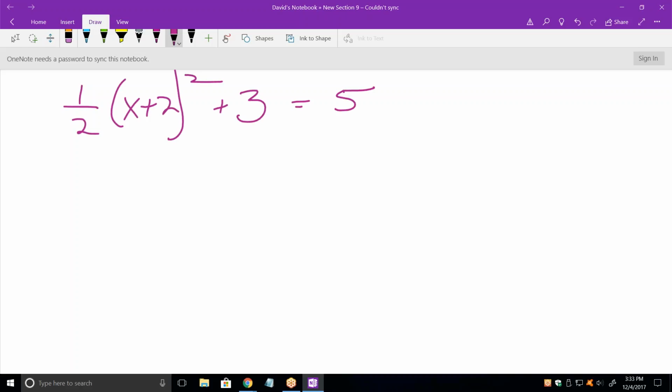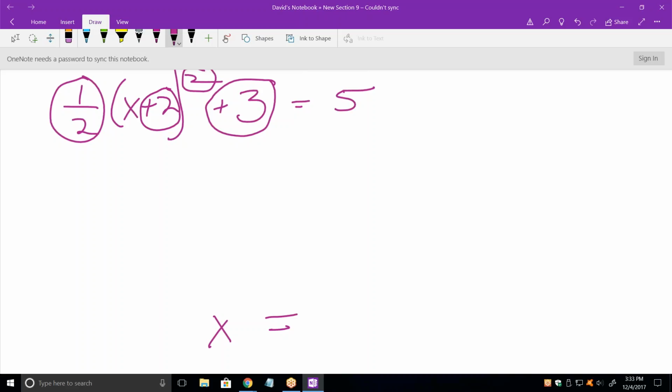All right. We want the last step to be this. So we got to get rid of everything else. We got to get rid of this half. We got to get rid of this 3. We got to get rid of this 2. And then we got to get rid of that 2. So let's take it one at a time.